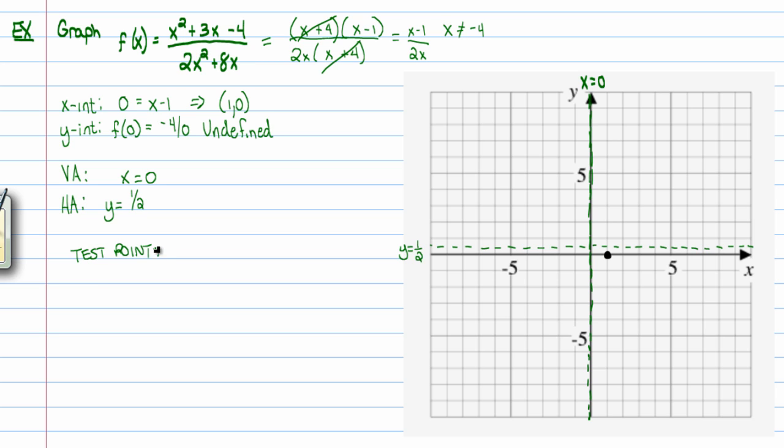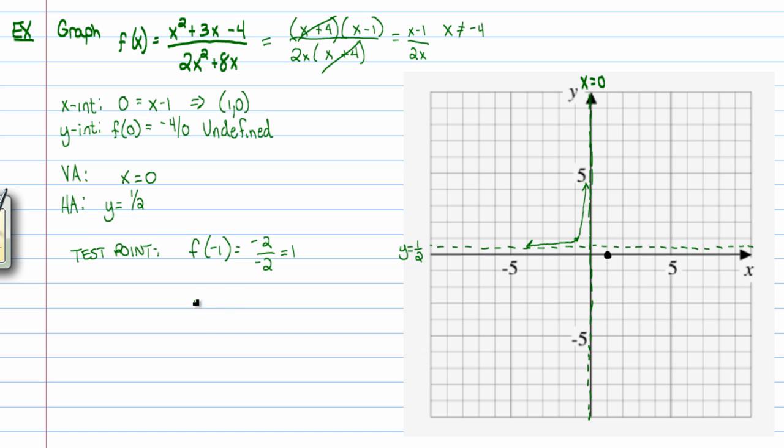Make sure you don't pick the test point x equals negative 4, because remember we said x can't be that. So let's try f of negative 1. When you plug that in, you'll get negative 2 over negative 2, so you get a positive 1. So this tells me it's not going to bow down, because if it did, I'd have to cross the x-axis. So it's going to bow up here. And here it'll probably hug the horizontal asymptote.